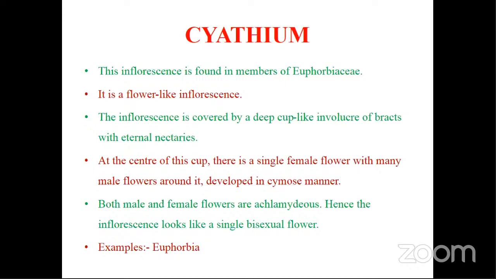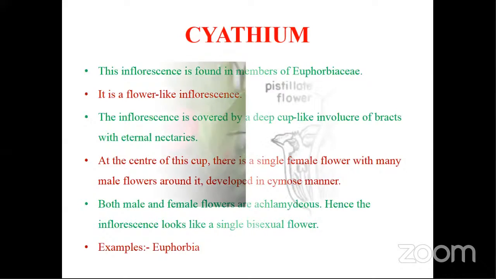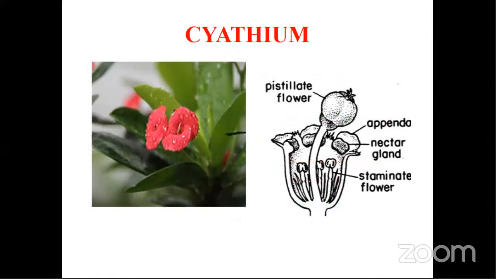Example, it is Euphorbia, a characteristic feature of members of Euphorbiaceae, cyathium. Okay, you can see this is a single female flower in the center with many male flowers around, the staminate flowers, and this is the involucre. This is the involucre of bracts, with external nectaries.